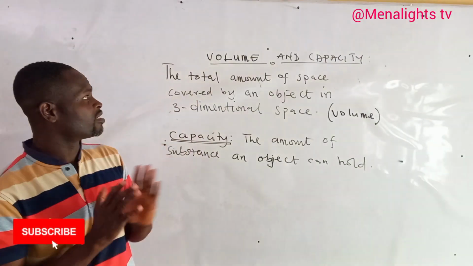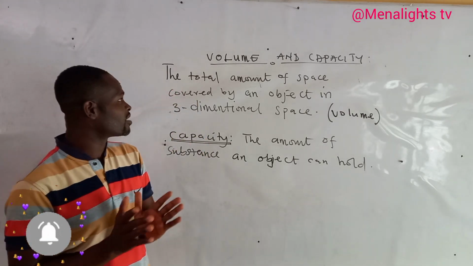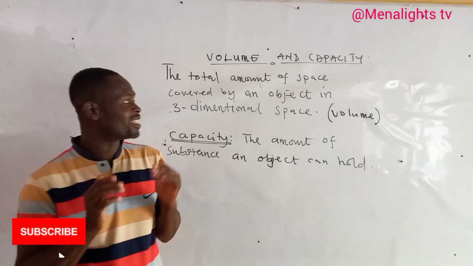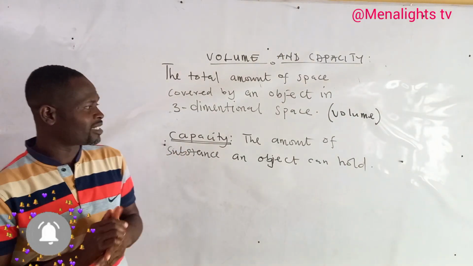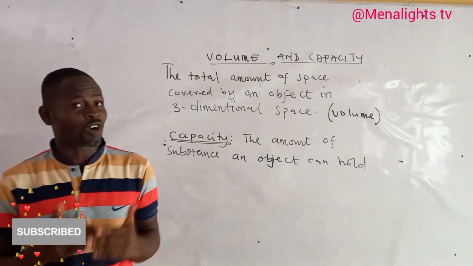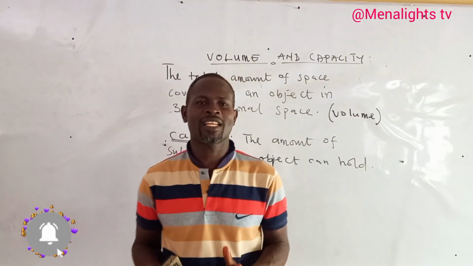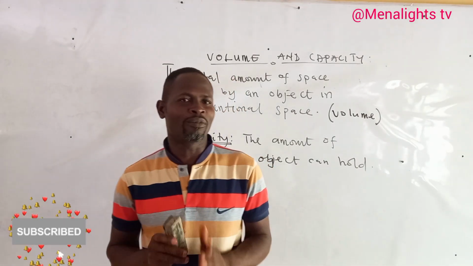This time around we are going to look at volume and capacity. Now when we talk about volume, the volume is the total amount of space covered by an object in three-dimensional space. That is volume. Now when we talk about capacity, the capacity is the amount of substance an object or container can hold. So in today's lesson, we are going to look at how to find volumes of objects.